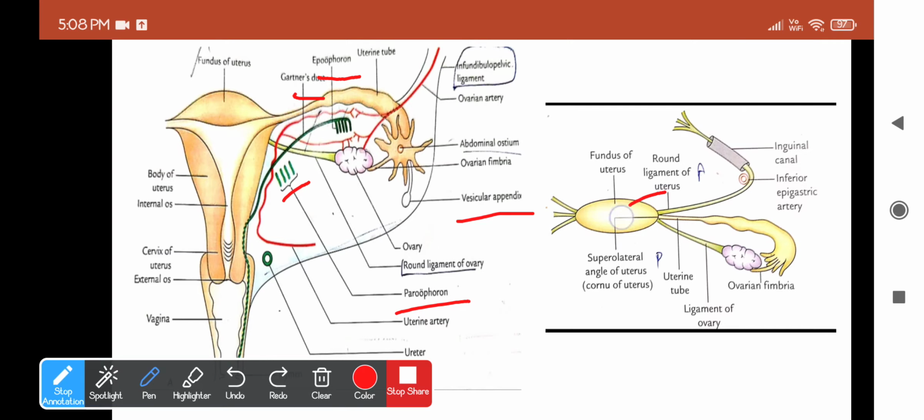And this diagram is to better explain the relations at the cornu. So this is the fallopian tube which will attach to the uterus at the cornu. And in front and inferiorly you will have the round ligament of the uterus. See, this is the round ligament of the uterus. And posteriorly and inferior to this you will have the ligament of ovary. So if you take the fallopian tube as the middle structure, antero-inferiorly you have the round ligament of uterus, and postero-inferiorly you have the ligament of ovary. And this is the main relation at the cornu.